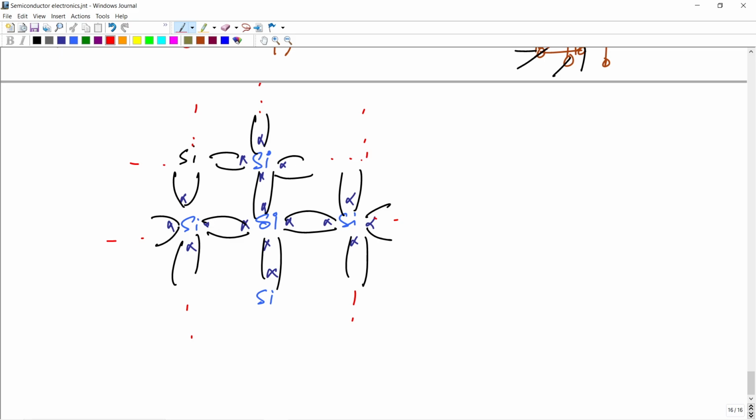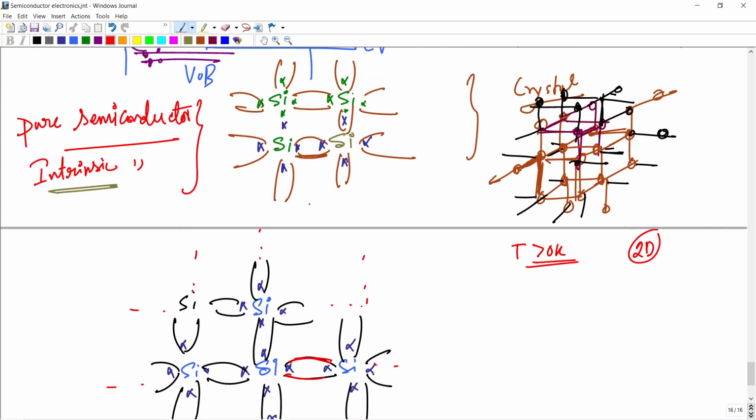Now, if you see, this stand is a bond. Okay, this is a covalent bond, and due to thermal agitation, if I say the temperature is now greater than 0 Kelvin. This is a 2D diagram, not a 3D diagram, and this diagram is 3D. Okay, that's a 2D diagram.